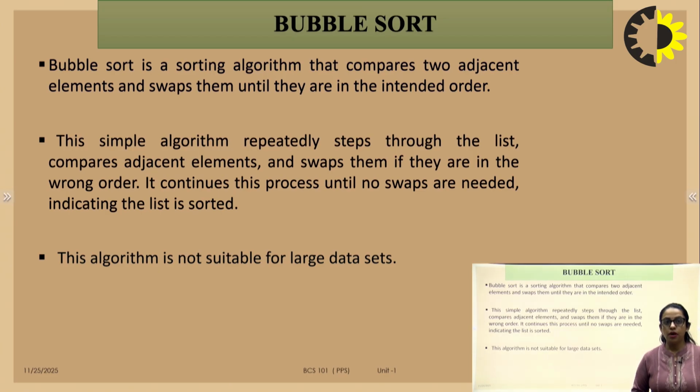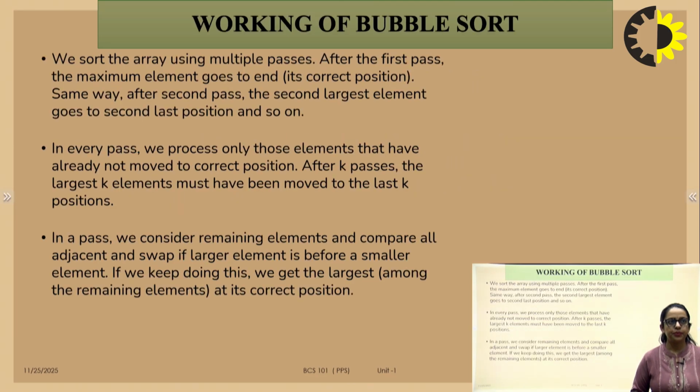But the drawback of bubble sort is that it is not suitable for larger data sets, or an array having a huge number of values. This algorithm does not work efficiently for large data sets. Then what is the working of bubble sort? How are we going to perform bubble sort? In the earlier slide, I gave just an overview of that.